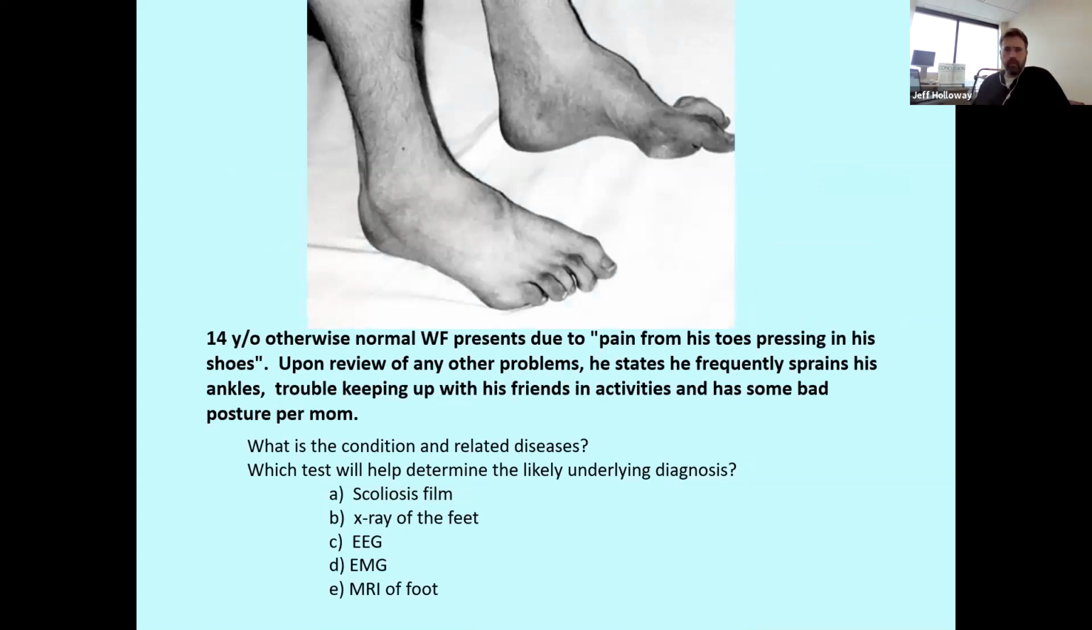So this one is a 14-year-old who's otherwise normal white female, who presents for pain in the toes. He states that he sprains his ankle a lot, trouble keeping up with his friends and his activities, and he's had some bad posture per mom. So again, where that posture comes in is now you're thinking back stuff too, right? And so this is where you got to think of the condition related to diseases with this. But then on the test question, they're just saying what test would most likely help you determine the underlying disorder.